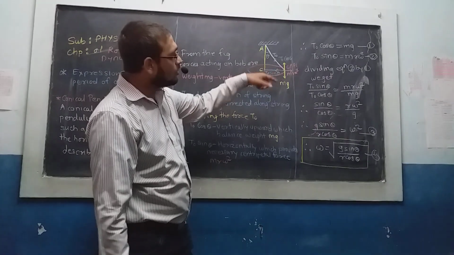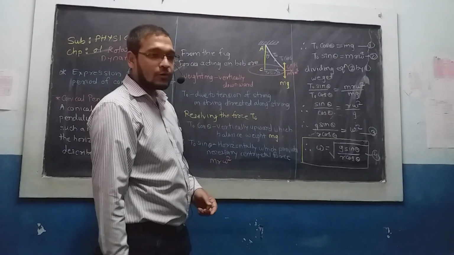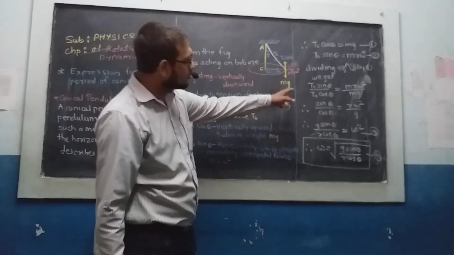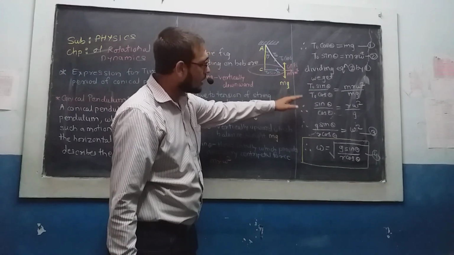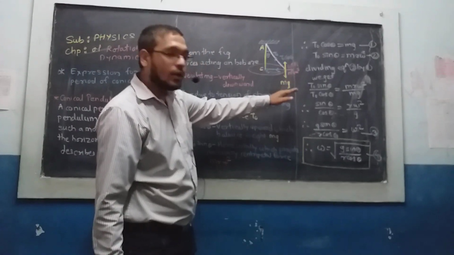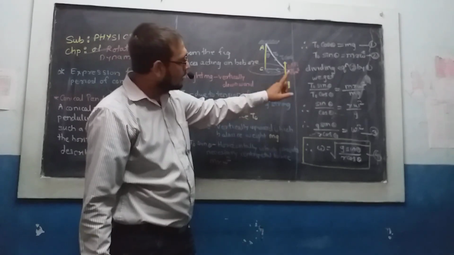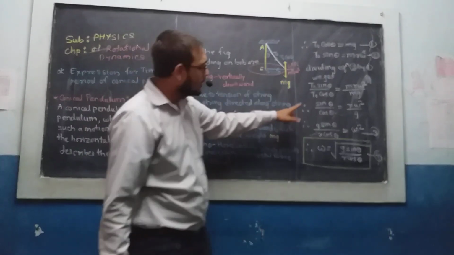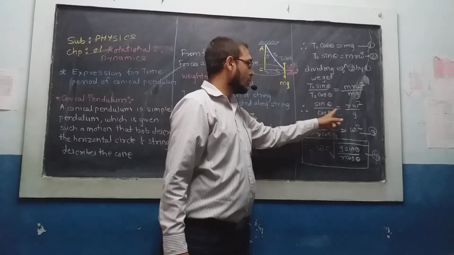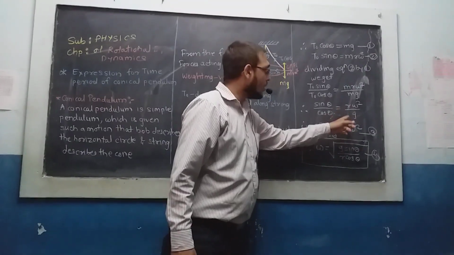Now divide equation 2 by 1. What we get? T0 sin theta upon T0 cos theta equal to m r omega square upon mg. Now from here T0 will get cancelled. What is remaining? Sin theta upon cos theta equal to r omega square upon g.